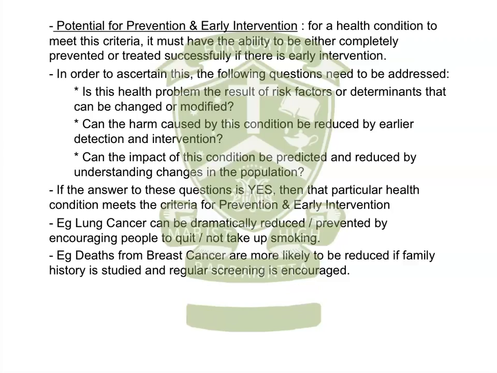And potential for prevention and early intervention. This criteria, for that to be addressed, you need to answer these 3 questions. And basically it's saying if this particular health condition can either be prevented or it can be controlled through early intervention, then it meets the priority area checklist. Okay, if the answer to those questions is no, then it would not be considered a priority health condition.